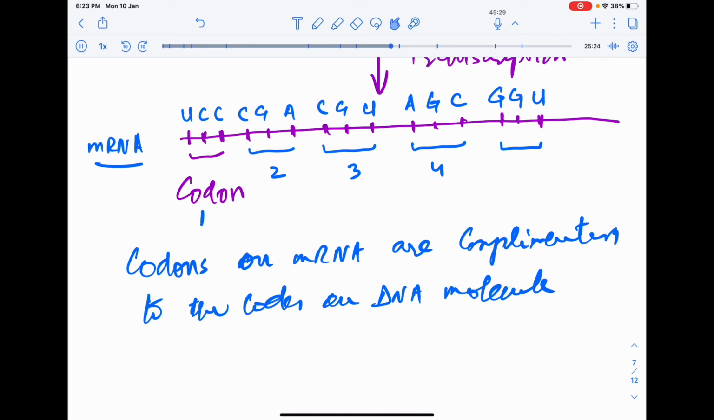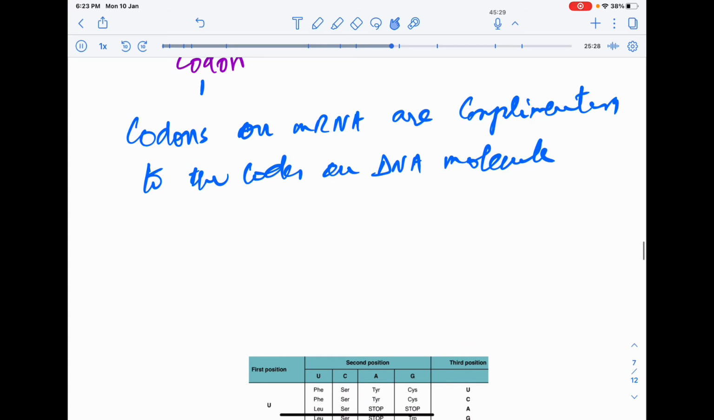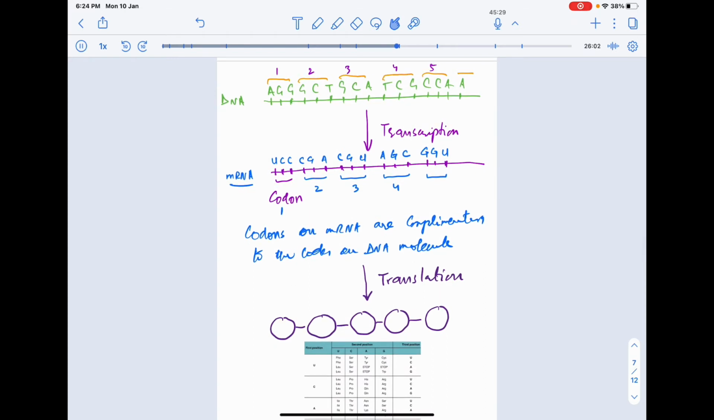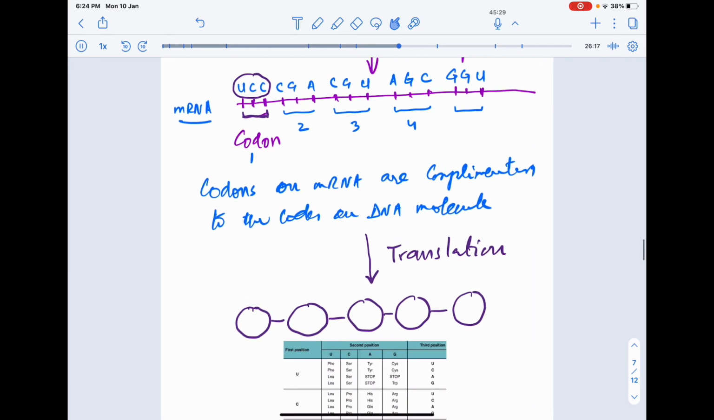Now the next step is the protein synthesis, which takes place on a ribosome, and the process is known as translation. During translation, a polypeptide is made. This polypeptide will have 5 amino acids in this polypeptide chain. This is the first amino acid, the second, the third, fourth, and fifth amino acid. Which amino acid out of 20 will be at position number 1? This is determined by this UCC codon, which codes for a specific amino acid.